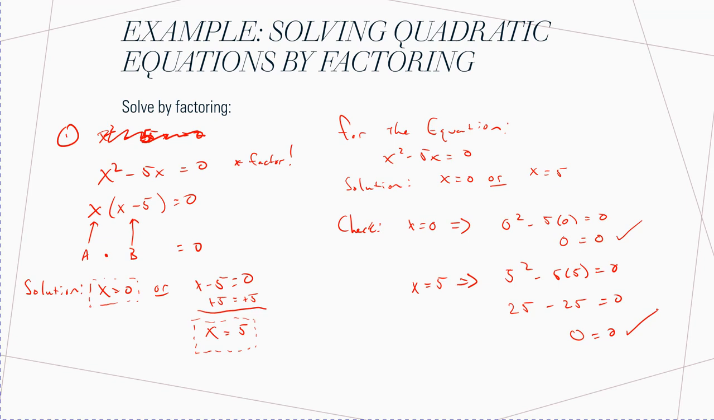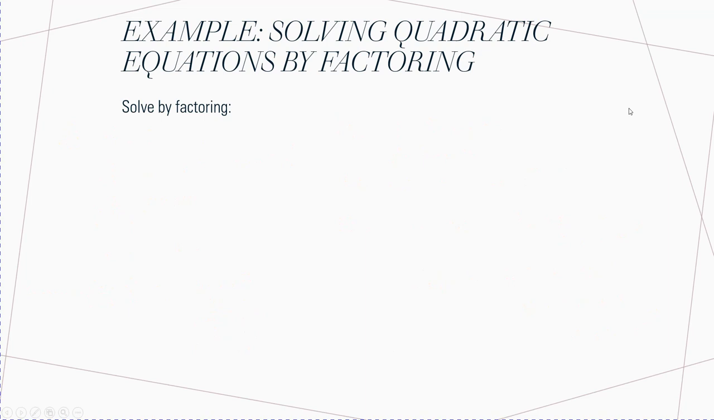So all you're going to do is factor completely. Then you're going to have something times something equals 0, set those two things equal to 0, and solve. All right, let's do another one.